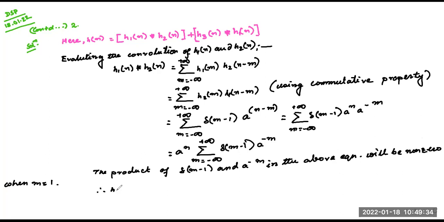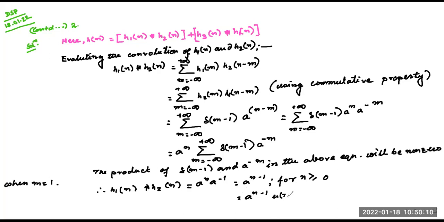So by this we will get h1(n) convolution with h2(n) is equal to a to the power n minus 1, that is equal to a to the power n minus 1 for n greater than or equal to 0, and equals a to the power n minus 1 u of n minus 1 for all values of n.